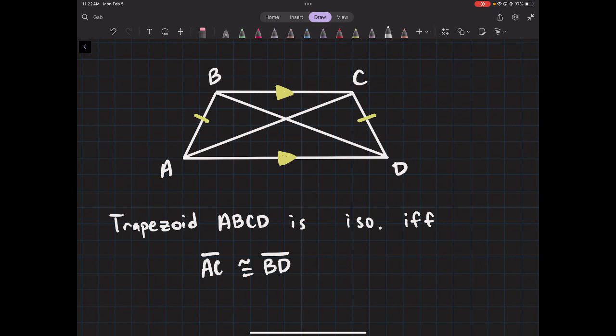So what's the first problem? So we're set. What's the second problem?